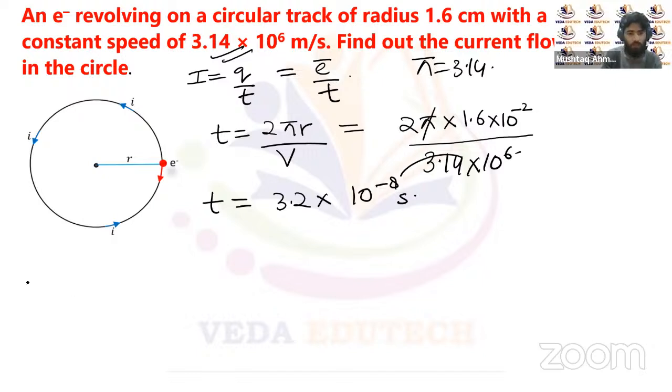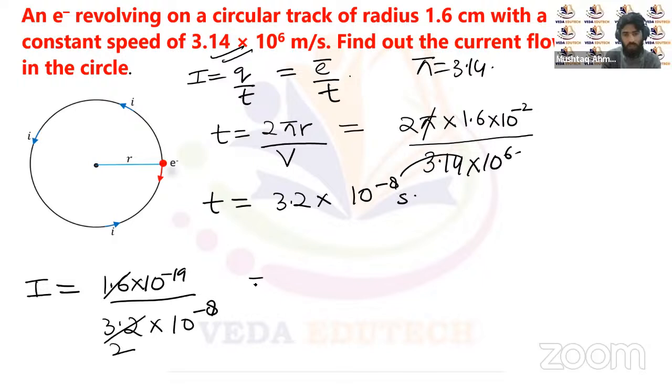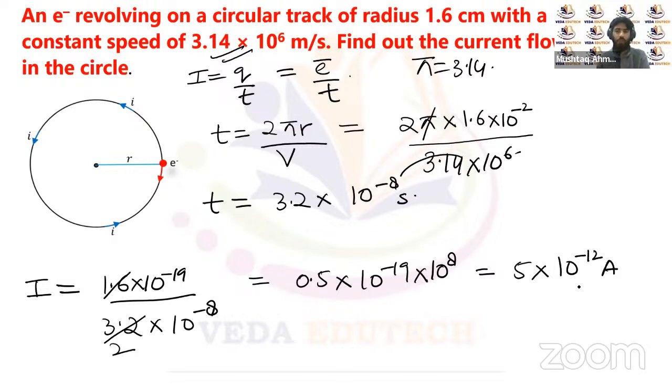So let's put that value of time in the above equation of current, right? The charge is the charge of the electron, that's 1.6 into 10 to the power minus 19, upon the time t, that's 3.2 into 10 to the power minus 8. So this will be cancelled with 2, and we will be left with 0.5 into 10 to the power minus 19 multiplied by 10 to the power 8. So it will be almost equal to 5 into 10 to the power minus 12 amperes, right?